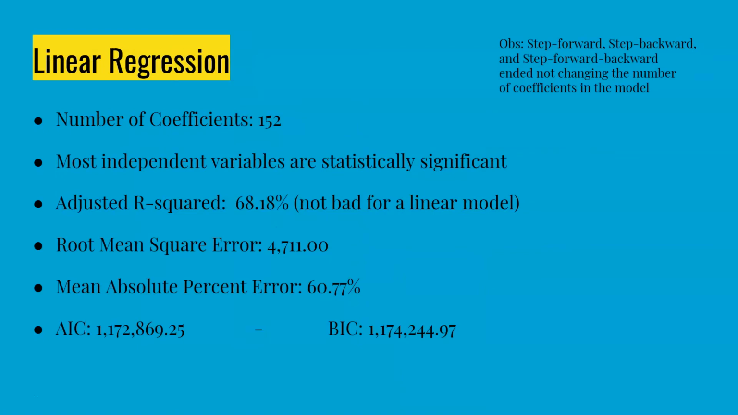Our first model, the linear regression, ended up with 152 coefficients. Most independent variables were statistically significant, and our adjusted R-squared was 68.18%, which is not bad for a linear model. The root mean squared error was 4,711, and the mean absolute percent error was 60.77%, which is huge. We also got the information criteria for the model, and it's also important to mention that the step forward, backward, and forward-backward selections ended up not changing the number of coefficients in the model.